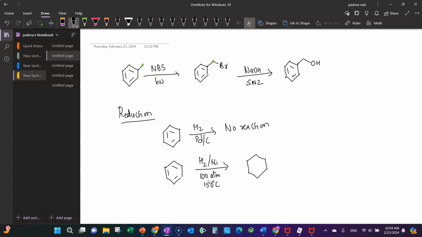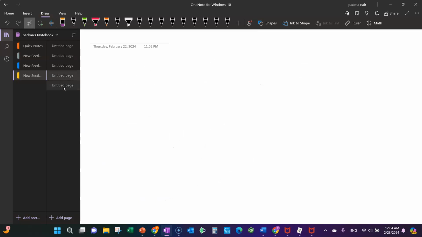So these are the 3 reactions that we are using in electrophilic aromatic substitution reactions. All right. So let's now look at a few examples of synthesis, that means taking benzene as our starting material and converting it into different substituted benzenes.